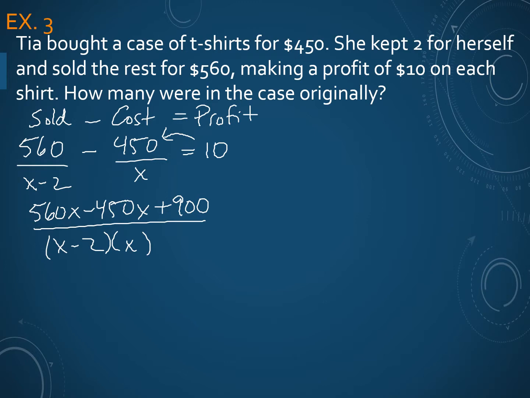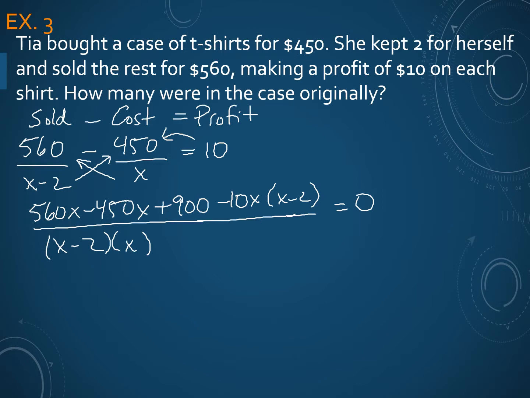We multiplied this by this. We multiplied that by that. So 450x plus 900. And when I bring that 10 over, it's going to become negative 10. And then you got to multiply by x and x minus 2. And that equals 0. That happens when the top is equal to 0.